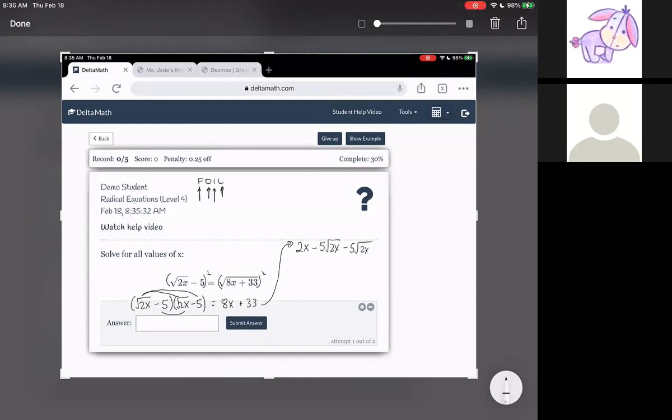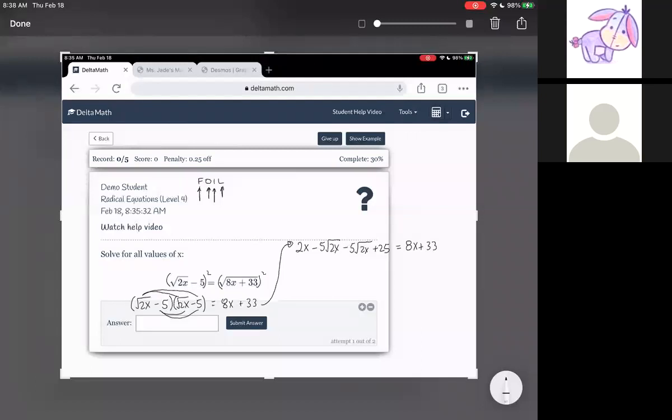The L in FOIL stands for last, so it's the negative 5 times the negative 5, which gives us positive 25. And of course, this is equal to 8x plus 33. And so I'm going to give you guys some time here to write and ask questions.